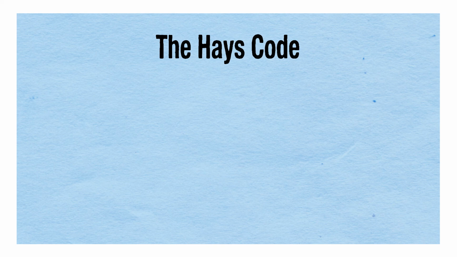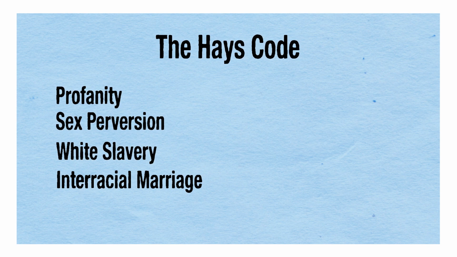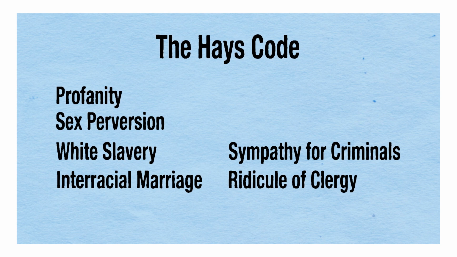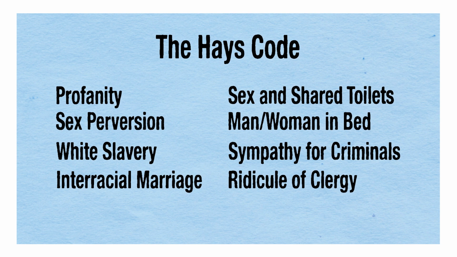The actual Hays Code rules were a blend of religious moral rules and industry gatekeeping, which often took the form of obvious racial inequities. To list a few early examples, the code prohibited pointed profanity, sex perversion, white slavery, miscegenation or interracial marriage, ridicule of the clergy, sympathy for criminals, man and woman in bed together, and the institution of marriage, sex, and shared toilets.